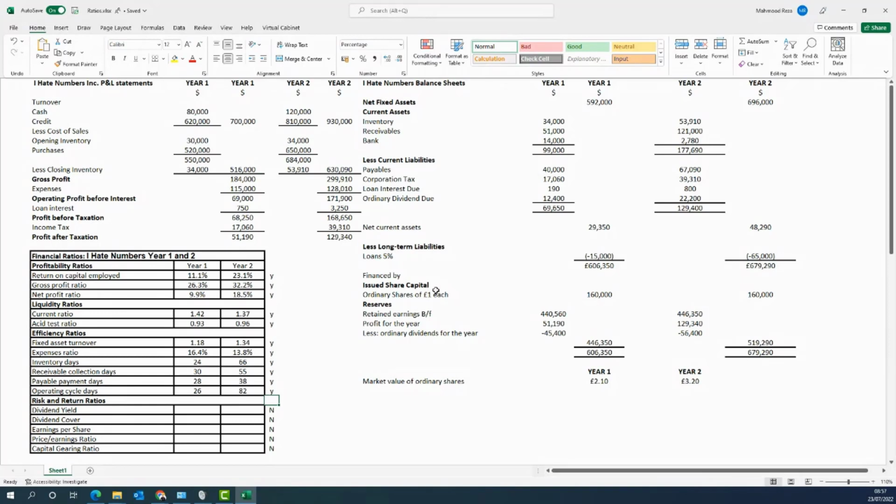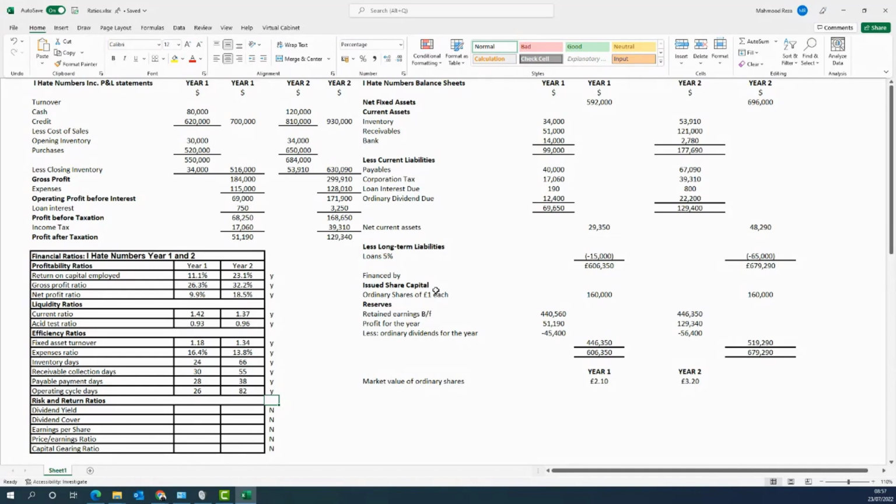However, a note of caution. If we look at the inventory days, it's gone up dramatically from 24 to 66. Receivable collection has gone from 30 to 55, and that's not very good news for our credit control, for our cash flow as well. Payable payment days have gone up slightly from 28 to 38.